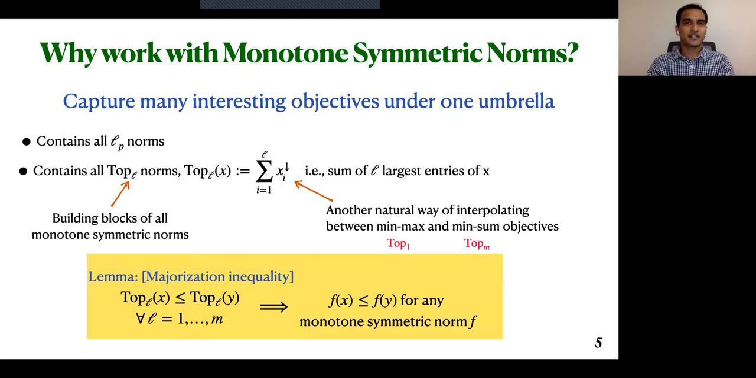A well-known mathematical result called the majorization inequality shows why top-L norms are considered the building blocks of all monotone symmetric norms. If you have two vectors x and y such that the top-L norms of x are bounded by the top-L norms of y, then for any monotone symmetric norm f, the f norm of x is at most the f norm of y.